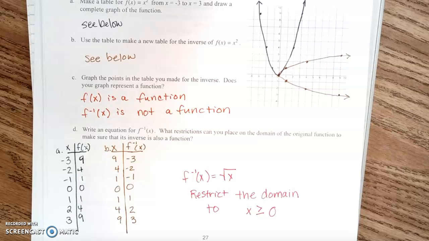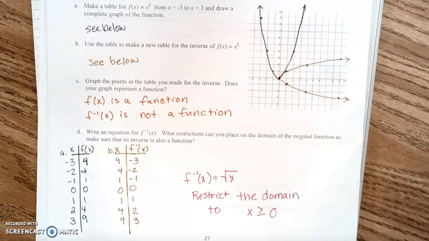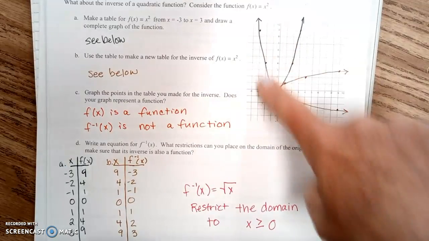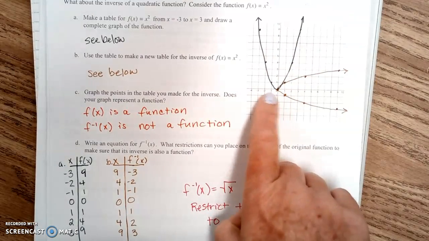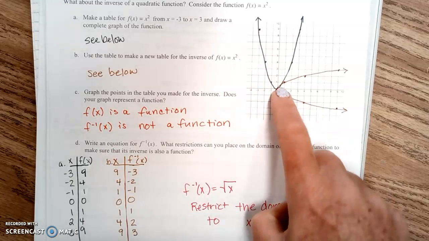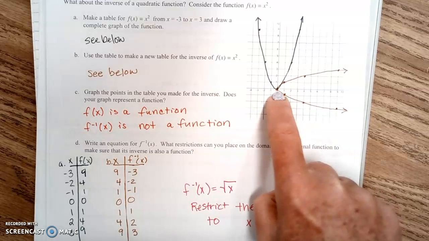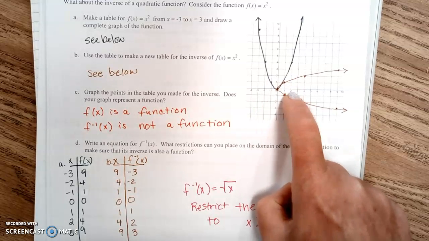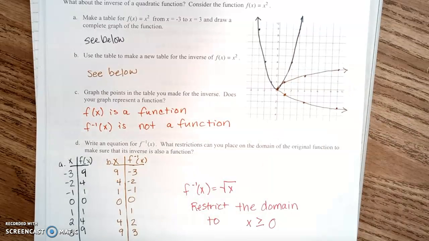So when you go to graph it, you're going to go over to the coordinate plane. And mine is in dark green right here. So you should have a point at negative 3, 9, negative 2, 4, negative 1, 1, 0, 0, 1, 1, 2, 4, and 3, 9. It's going to give you that parabola, okay? Looks like a U.